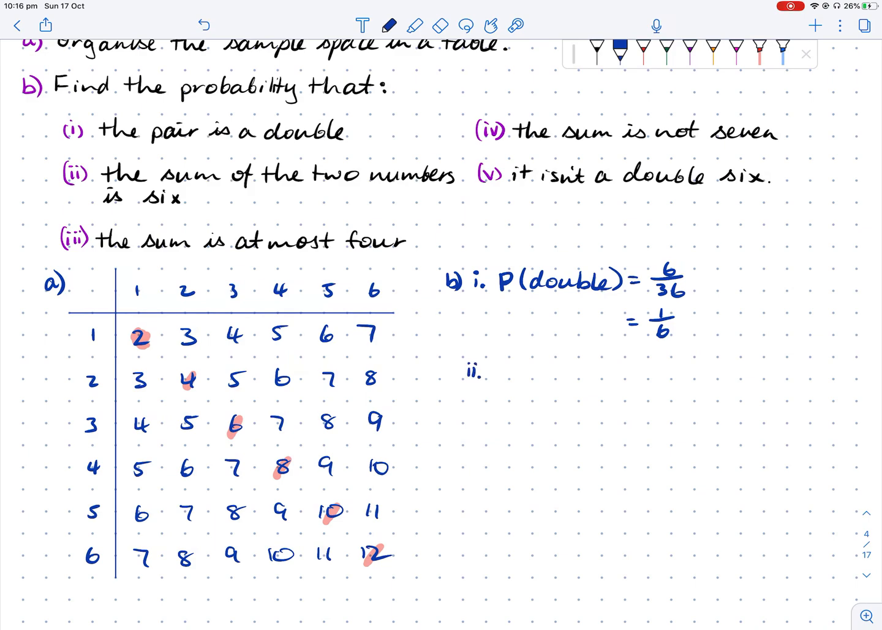For part 2, we want the probability the sum is 6. So we need to go through our diagram. Where are our 6s? 1, 2, 3, 4, 5 of them. So that's going to be 5 out of 36.